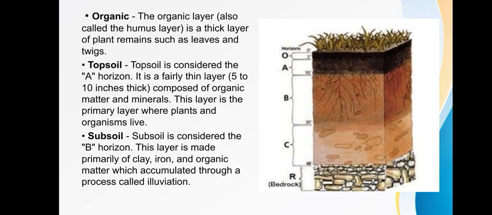Topsoil. Topsoil is considered the A horizon. It is a fairly thin layer, 5 to 10 inches thick, composed of organic matter and minerals. This layer is the primary layer where plants and organisms live.